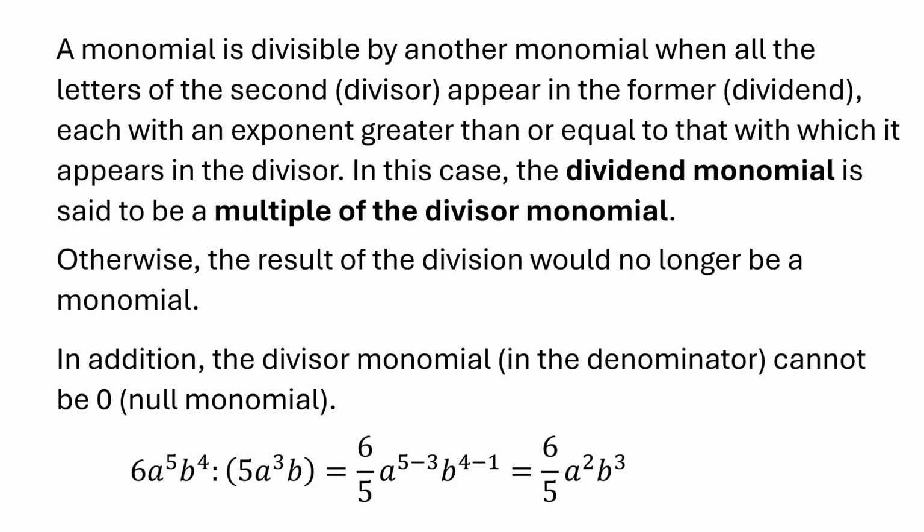So a monomial is divisible by another monomial when all the letters of the second, so the divisor, appear in the former, which is called dividend, each with an exponent greater than or equal to that with which it appears in the divisor. In this case, the dividend monomial is said to be a multiple of the divisor monomial. Okay, this is basically what I said, a bit more formal, but let's see what this means with a practical example.